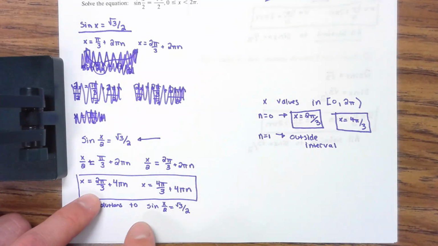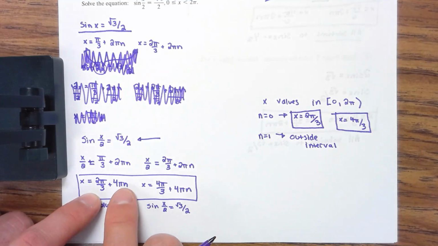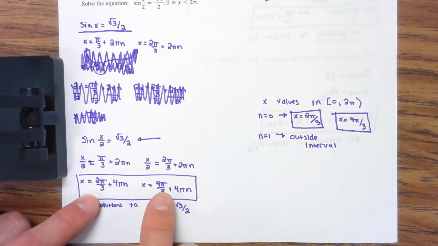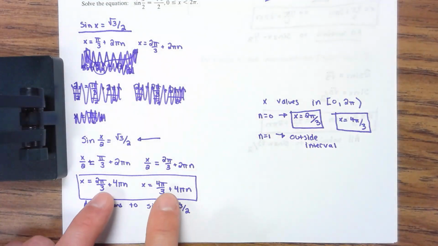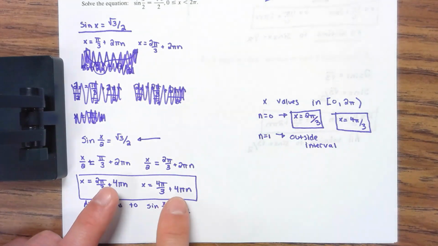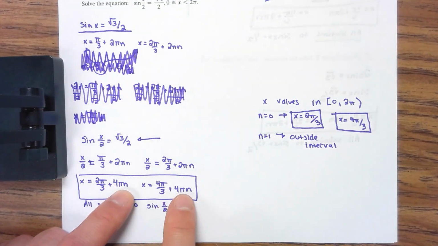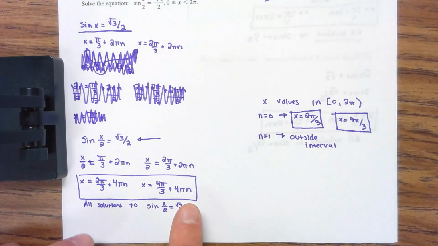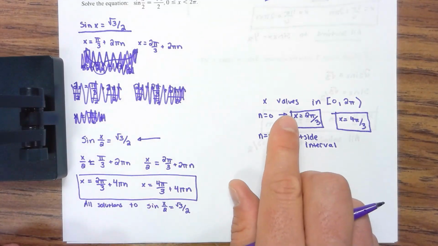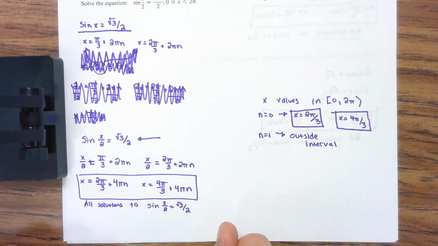And that's what makes this 2 pi over 3 plus 4 pi n, because that also gets multiplied by 2. And then 4 pi over 3 plus 4 pi n. So I want to be clear that these equations, and they are equations because they involve n, that second variable, are solutions to sine of x divided by 2 equals root 3 over 2. So that describes every angle. We, again, are only describing the angles between 0 and 2 pi.